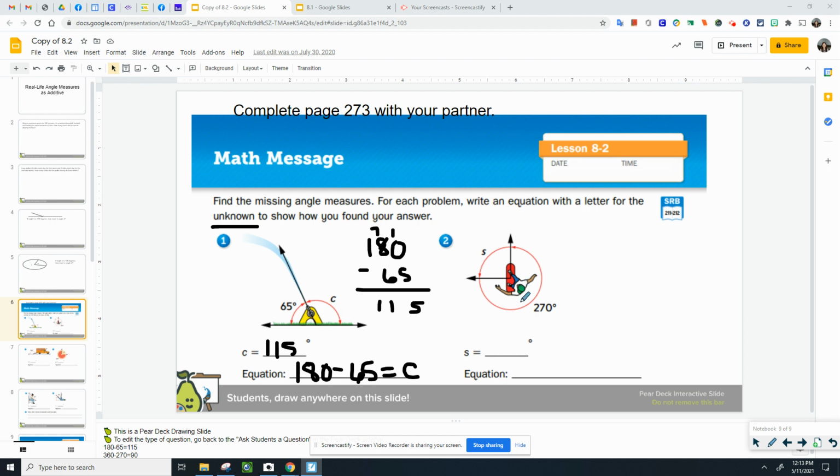When I do this one, I don't see a straight line. I see a circle. So I know that I'm looking at 360 degrees. I'm going to take away the part that I know, which is this part right here, which is the 270. And it is going to equal my missing letter, which is my missing S. When I do this, I will rewrite my problem again, lining up place values, borrowing when needed, and I get 90 degrees. Because my missing degree for S right here is 90. And look at that, that does make a right angle, so that makes sense.